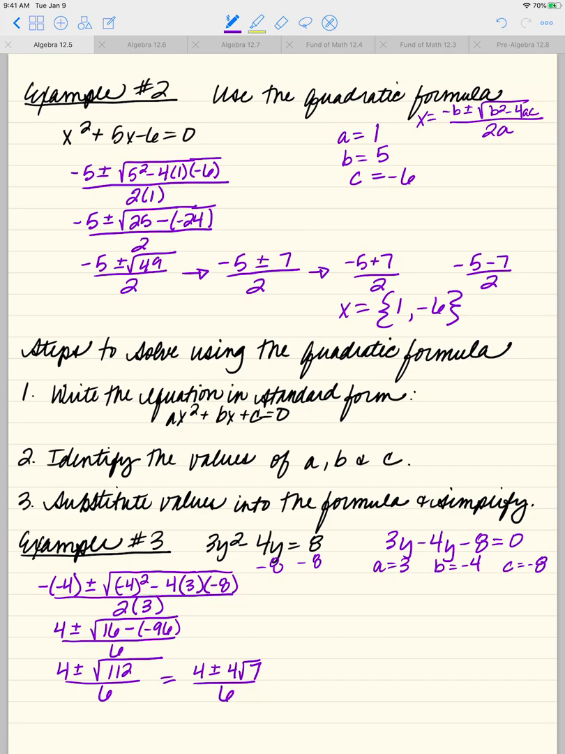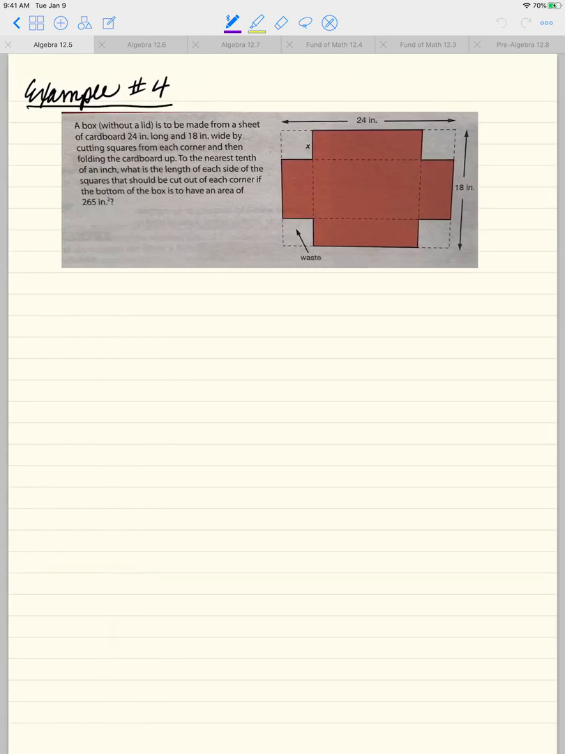Can we simplify this? Yes, we can, because this 4, this 4, this 6, all divisible by 2. So 2 plus or minus 2 square root of 7 over 3 is the answer. And I would like you to just leave these in radical form. Do not change these to decimal form. Okay, so that is our solution set for y.